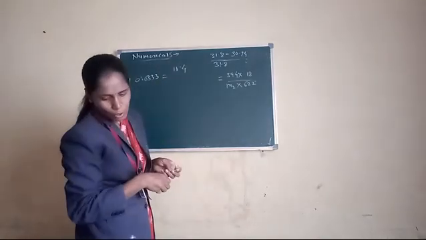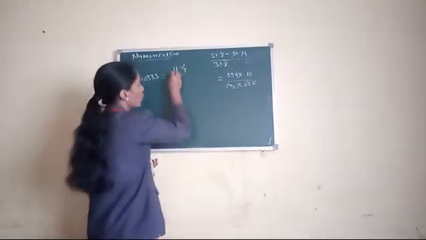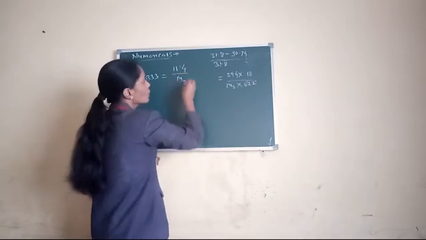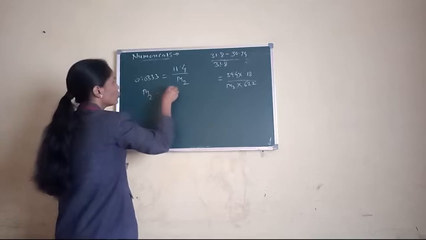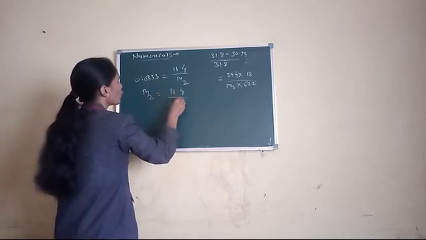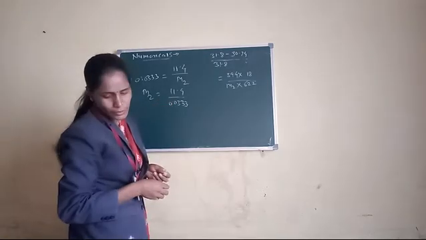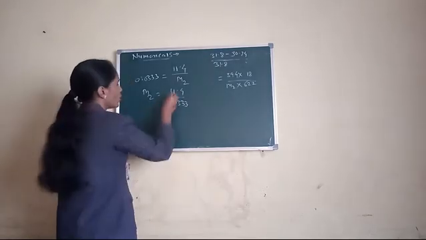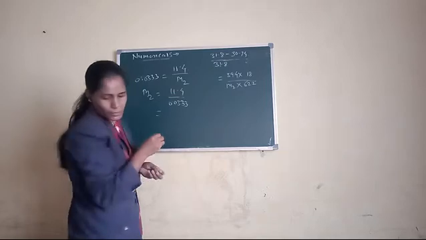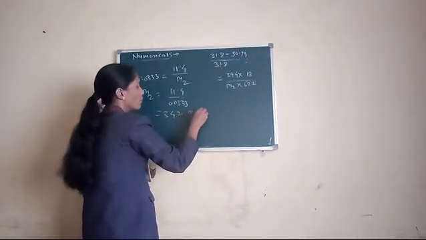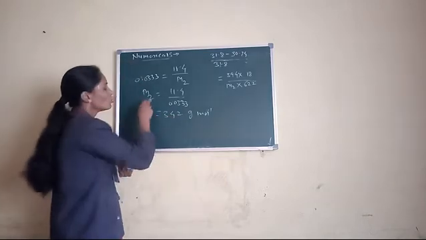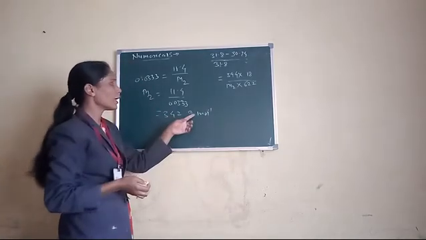11.4 upon M2. Therefore M2 is equal to 11.4 upon 0.333. We get the answer by solving this, 342 gram per mole. M2 is the molar mass, having unit gram per mole.